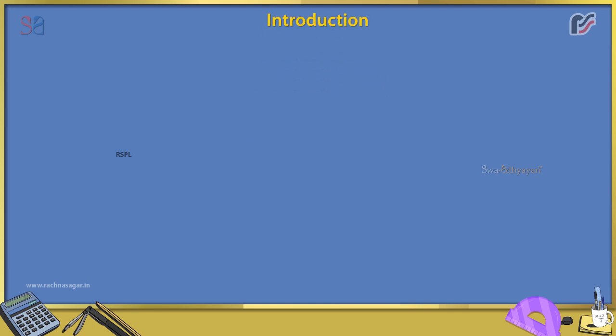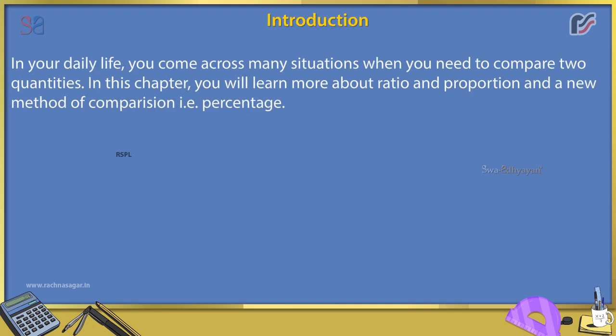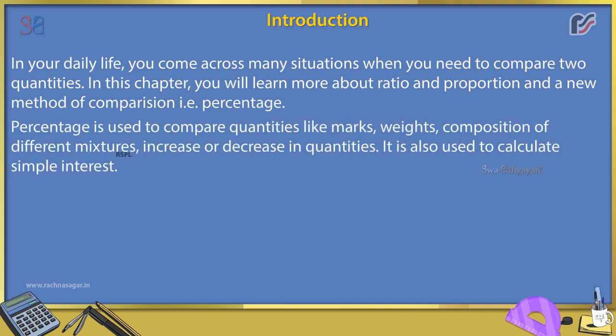Introduction. In your daily life, you come across many situations when you need to compare two quantities. In this chapter, you will learn more about ratio and proportion and a new method of comparison, that is percentage. Percentage is used to compare quantities like marks, weight, composition of different mixtures, increase or decrease in quantities. It is also used to calculate simple interest.